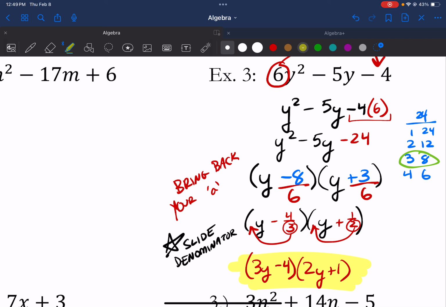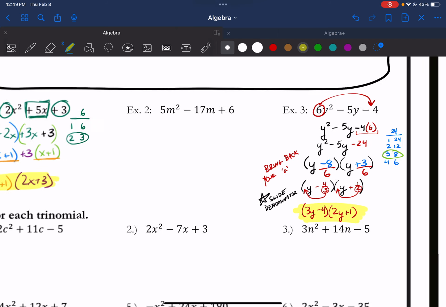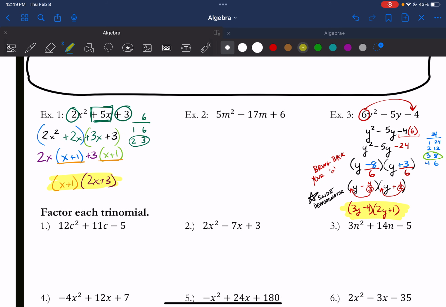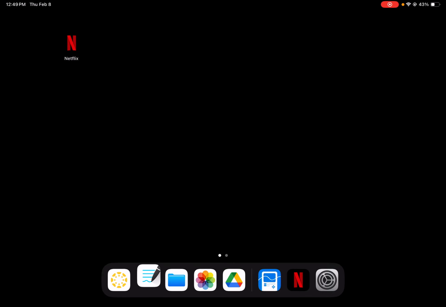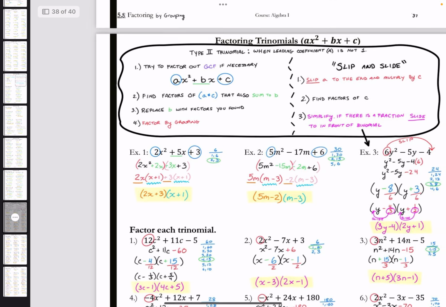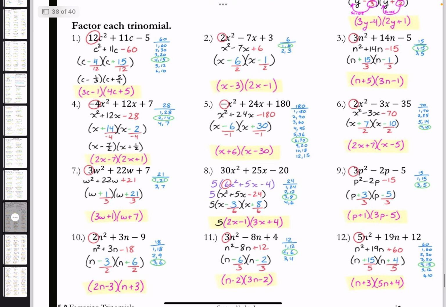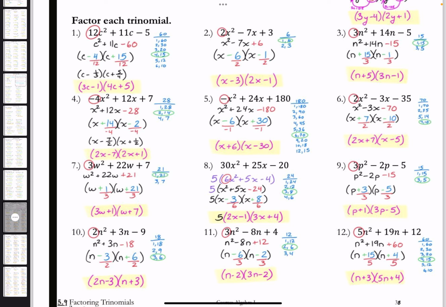So go ahead and try the problems on this page. Use whichever method you want. I will tend to use slip and slide, and then you can unpause the video so that you can check your answers. Now that you've practiced, here are your answers for the rest of that page. Continue to practice this. It's going to take time.